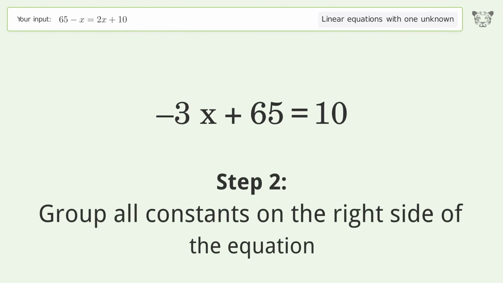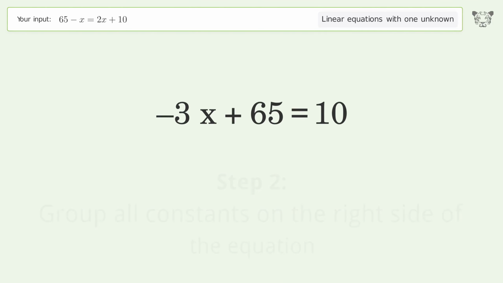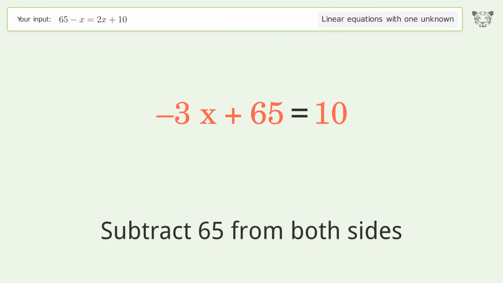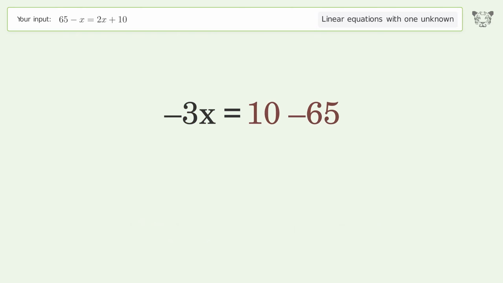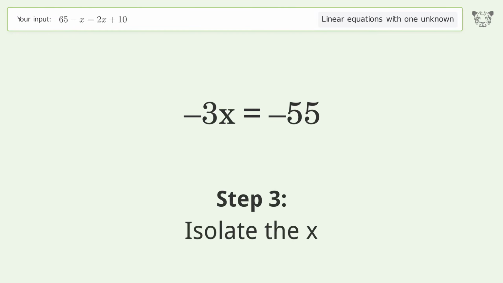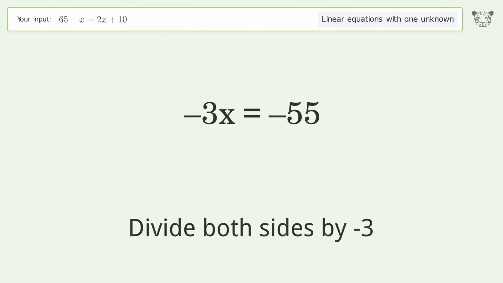Group all constants on the right side of the equation. Subtract 65 from both sides. Simplify the arithmetic. Isolate the x. Divide both sides by -3.